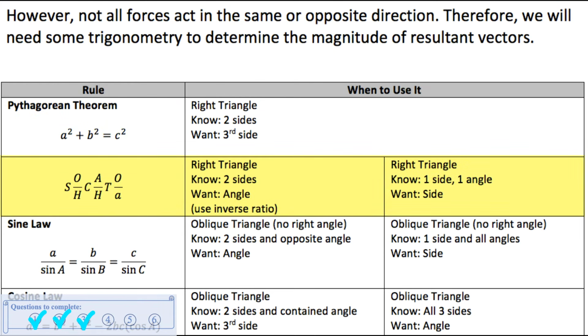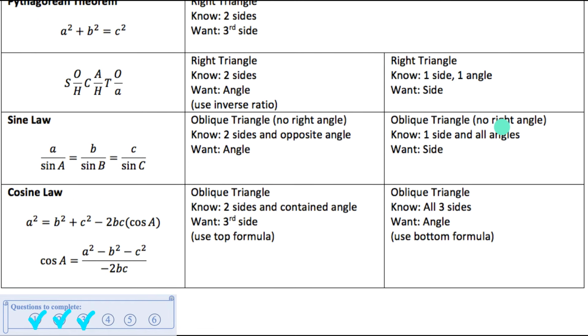For right triangles, SOHCAHTOA is also useful. It's useful if we know 2 sides of a right triangle and 1 angle, or if we know 1 side and 1 angle in the right triangle and want one of the other sides. If we have an oblique triangle, so a triangle that's not a right triangle, you'll have to remember sine law and cosine law. There are 2 scenarios for each of them. Sine law is useful if we have an oblique triangle and we know 2 sides and 1 angle opposite those 2 sides, or if we have 1 side and all of the angles. Cosine law is useful if we know 2 sides and the contained angle in an oblique triangle, or if we know all 3 sides of the oblique triangle.